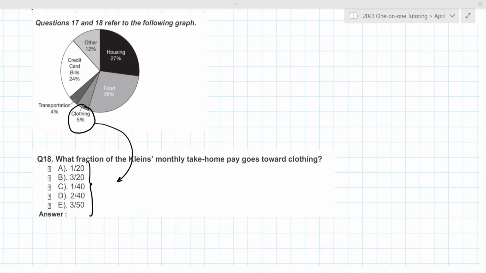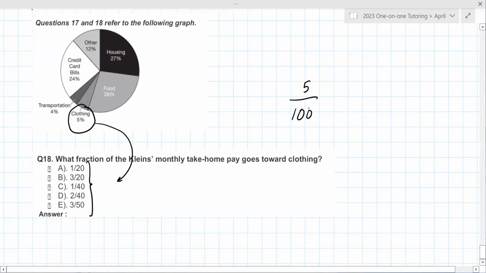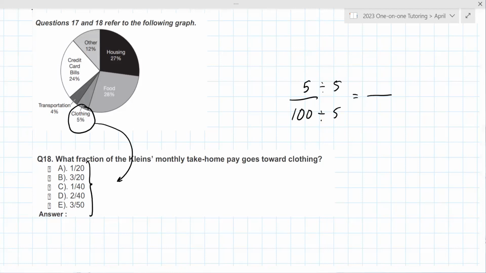Wouldn't that just be 5 out of 100? It is. And then do you simplify that? Yes, you can divide both of these by 5. Does it end up being A? Yes, very good. Great.